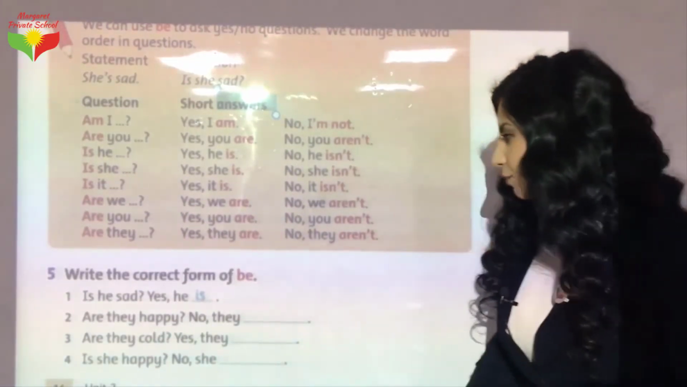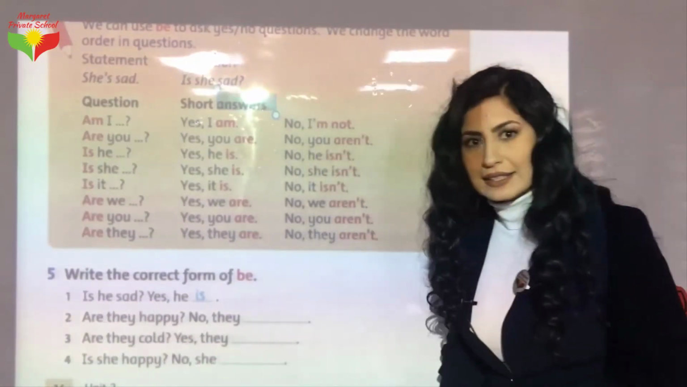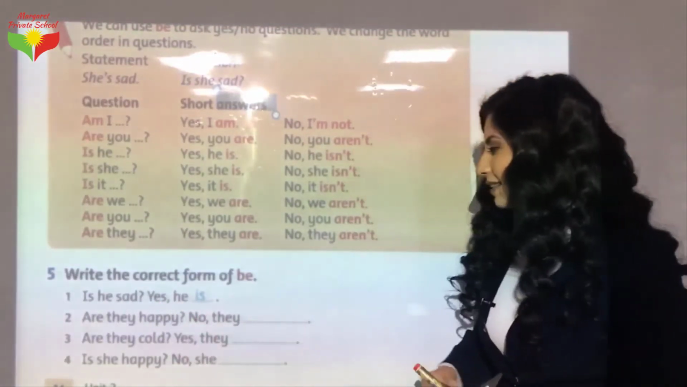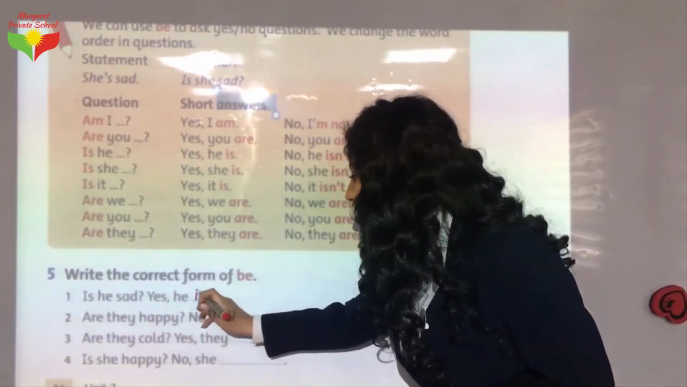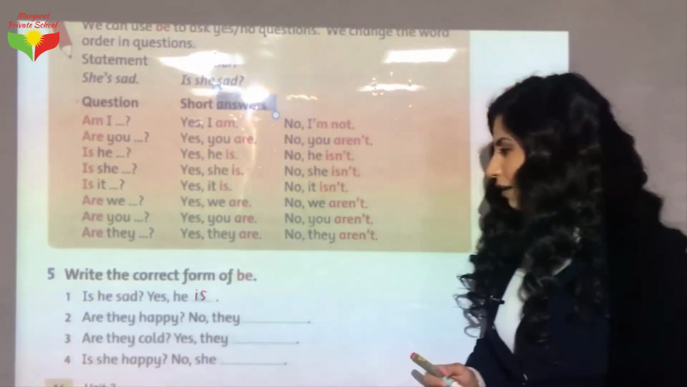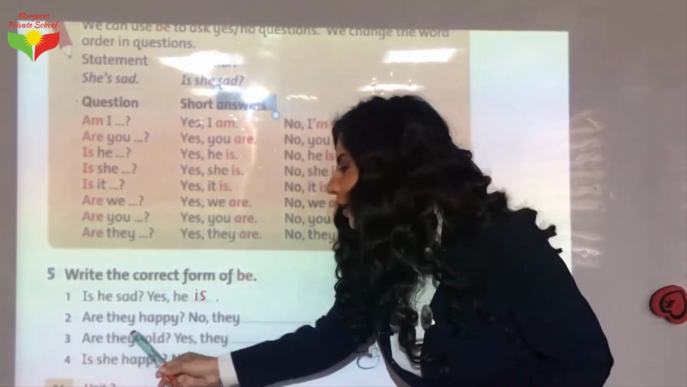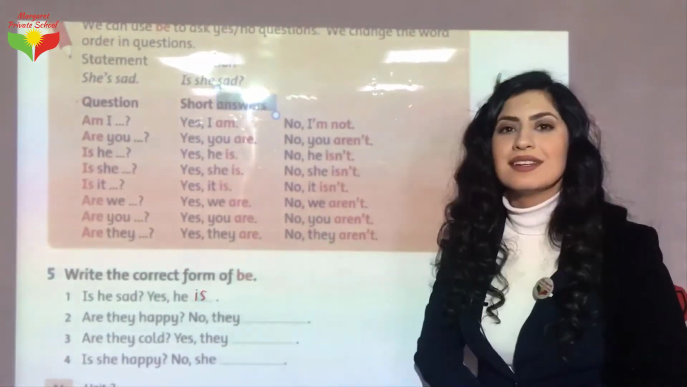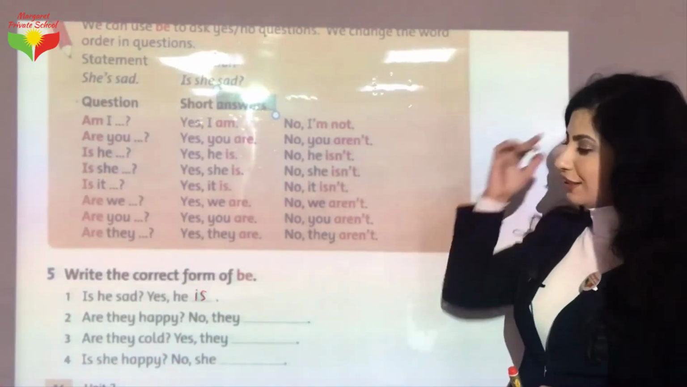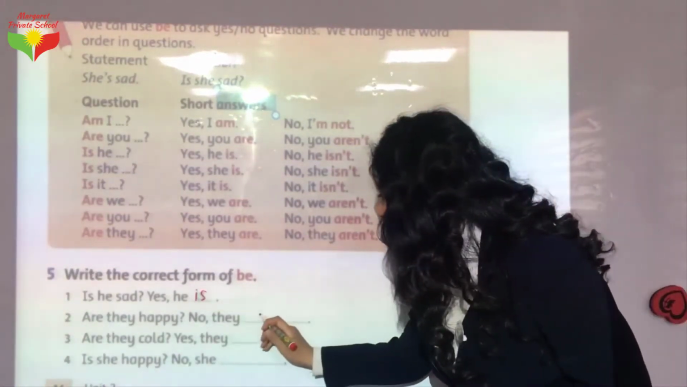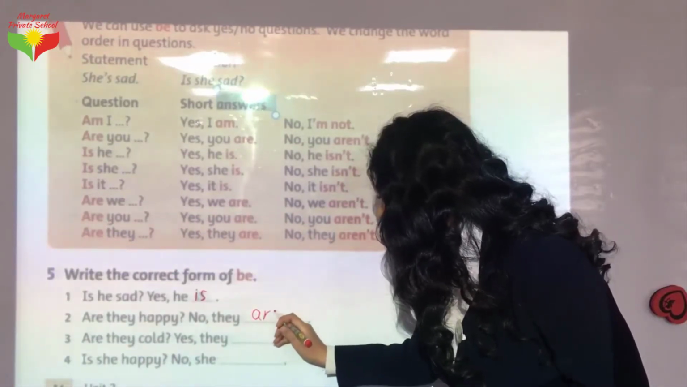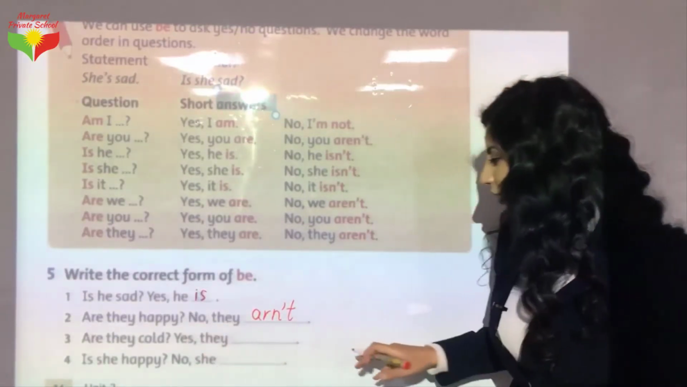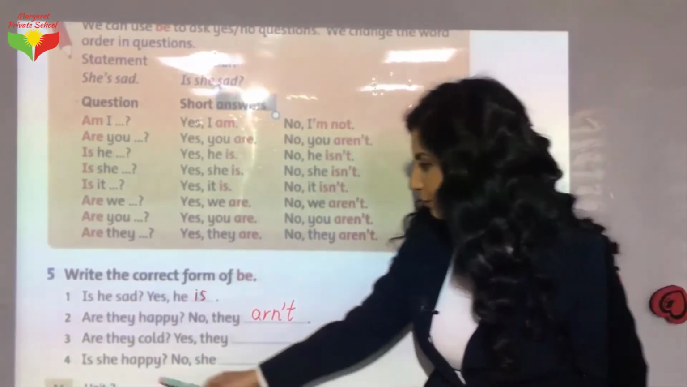Okay, look at the first one. Is he sad? Yes, he is. Okay, we should write is. Let's go to the second one. Are they happy? No, they aren't. We should write aren't because we have no. Okay, let's go to the third one.